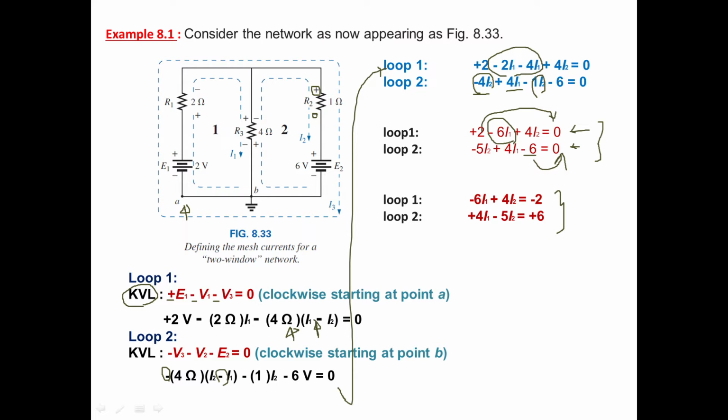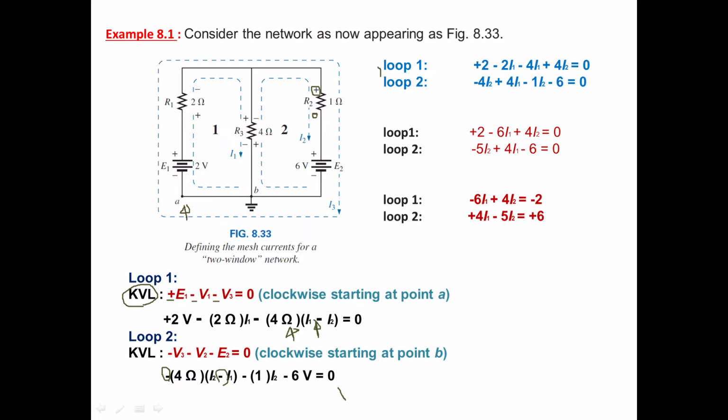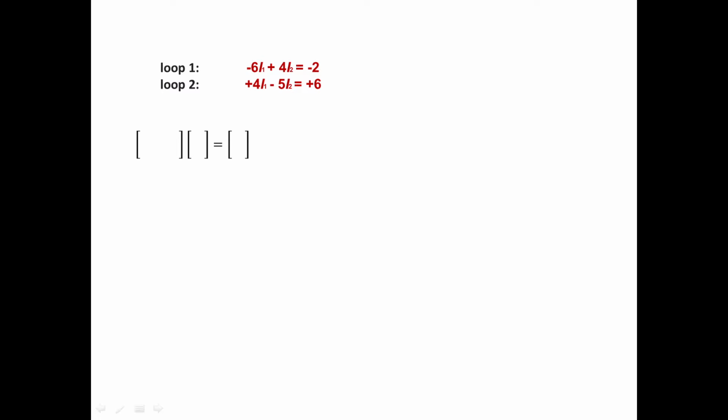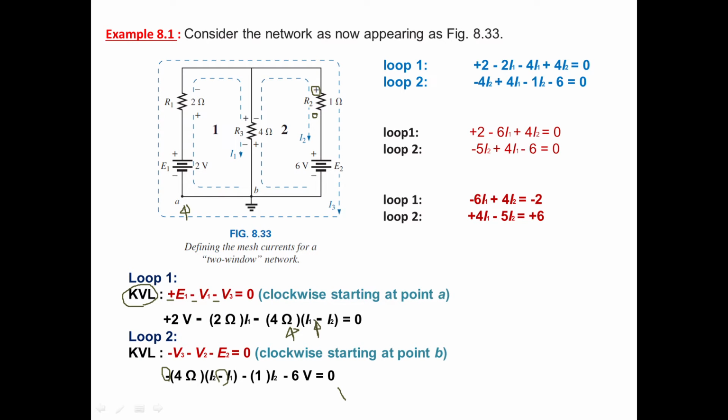Now what is our next step? Our next step is to solve these two equations. How to solve them? By the method of determinants. This is one of the easier methods to solve these equations. I have already told you how to do this. Now let us take these two equations, and I have to find the values of I1 and I2. So I1 and I2 are the mesh currents.